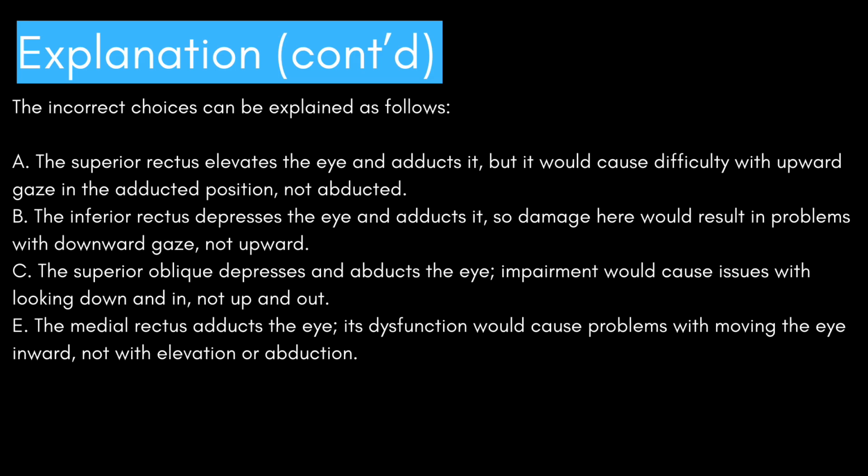Impairment would cause issues with looking down and in, not up and out. E. The medial rectus adducts the eye. Its dysfunction would cause problems with moving the eye inward, not with elevation or abduction.